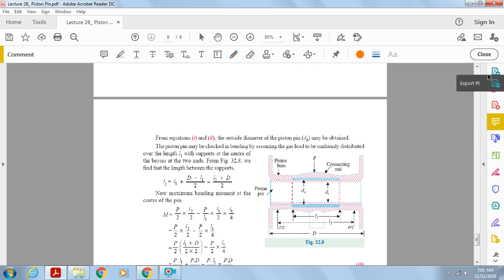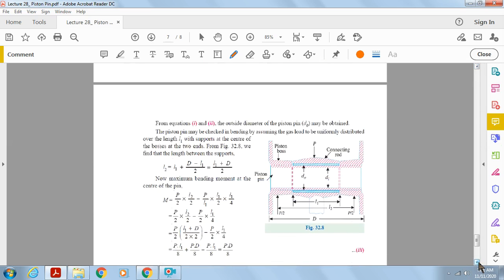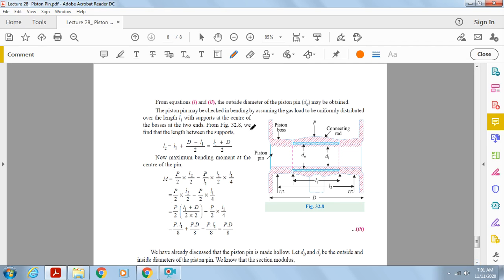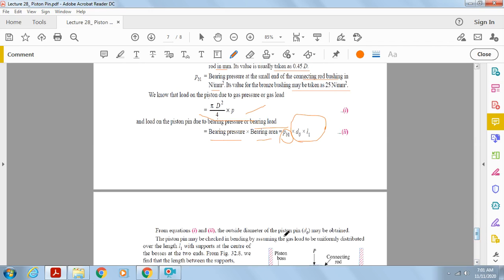Now from equation 1 and 2, the outside diameter of the piston pin may be obtained, because by balancing these two equations, that is, by equating equation 1 and equation 2, we can find out the piston pin diameter, that is D0.